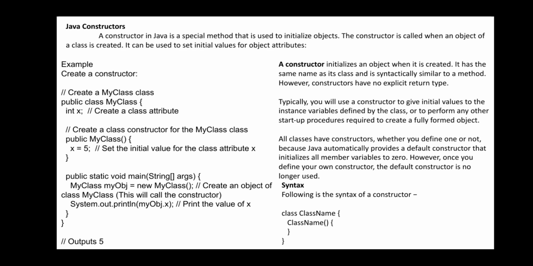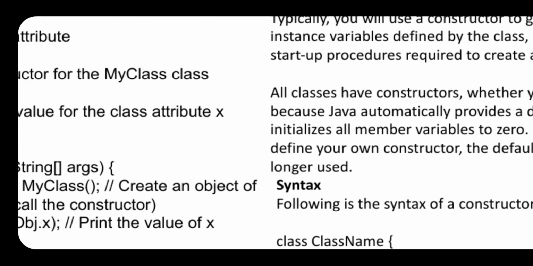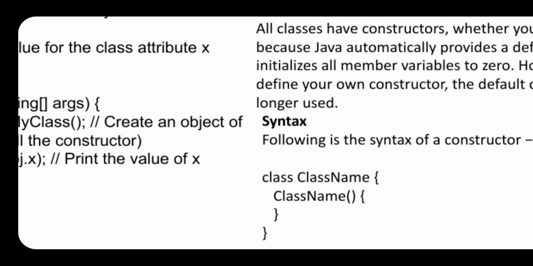Once you have defined any field with any value, or are accessing any value from the main method or from the object creation, there is no necessity of the default constructor, and it is not used at all. You can see a syntax here. You have defined a class with a class name, and the same class name is used as a method, so we can say it is a constructor.